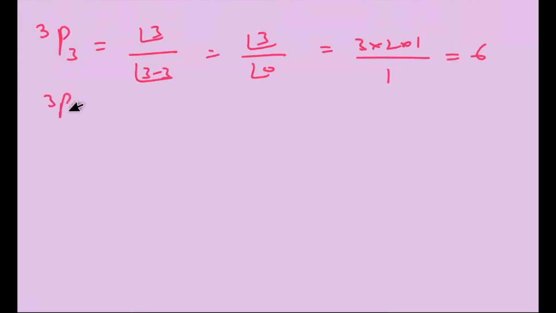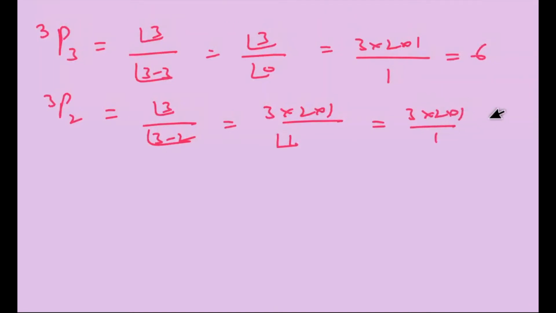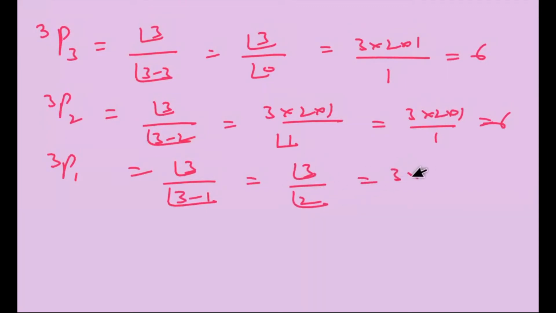Now 3P2, we can write factorial 3 upon factorial 3 minus 2, 3 into 2 into 1 upon factorial 1, equal to 3 into 2 into 1 upon 1, it is equal to 6. 3P1 is factorial 3 upon factorial 3 minus 1, equal to factorial 3 upon factorial 2, that is 3 into 2 into 1 upon 2 into 1, it is equal to 3. Okay students. And now we can write it also this way, 3P3.